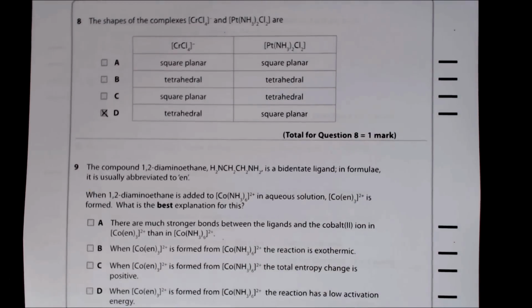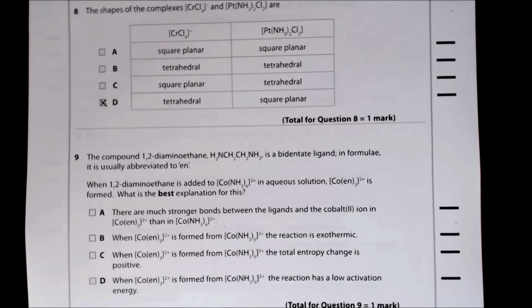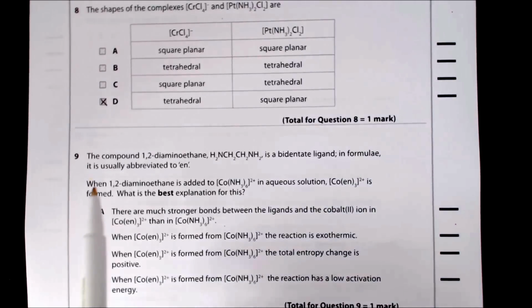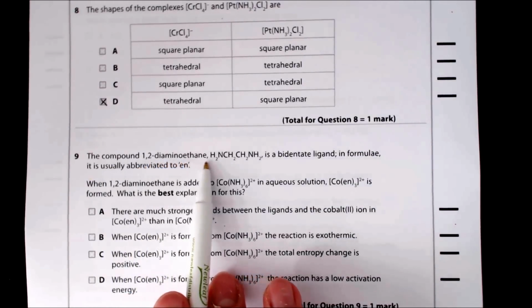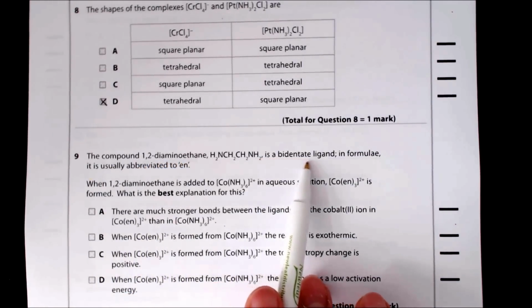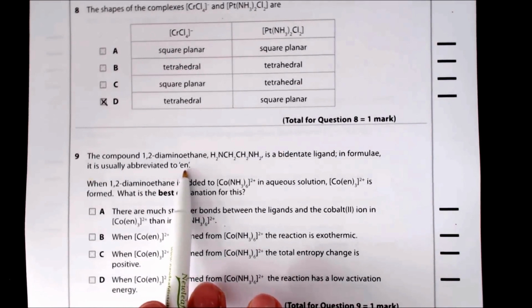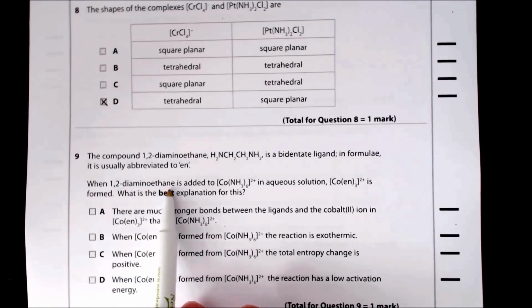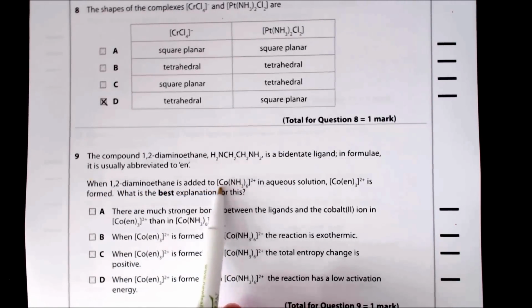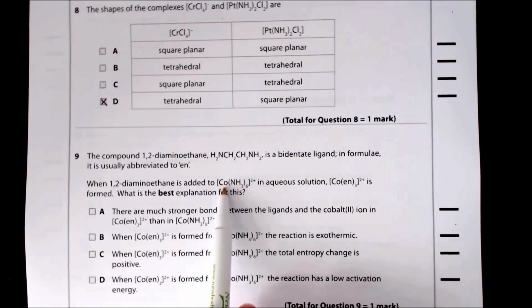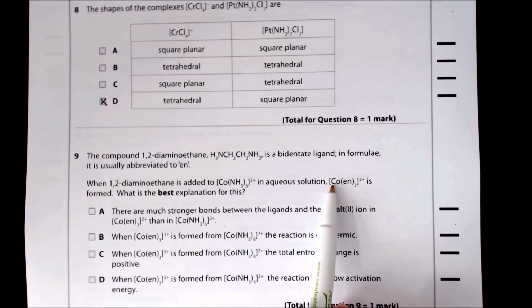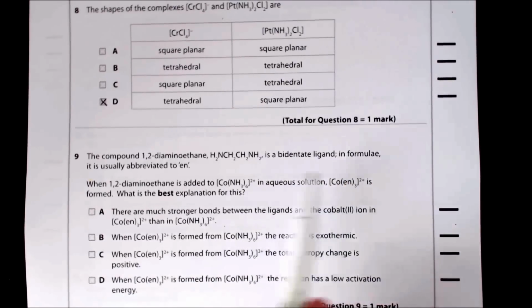And the next one. So question 9. As you can see, there's question 9. It says the compound 1,2-diaminoethane, which is this compound here, is a bidentate ligand. In formula, it's usually abbreviated to En. When 1,2-diaminoethane is added to this cobalt hexa ammonia complex here, in aqueous solution, you get this complex that's formed.